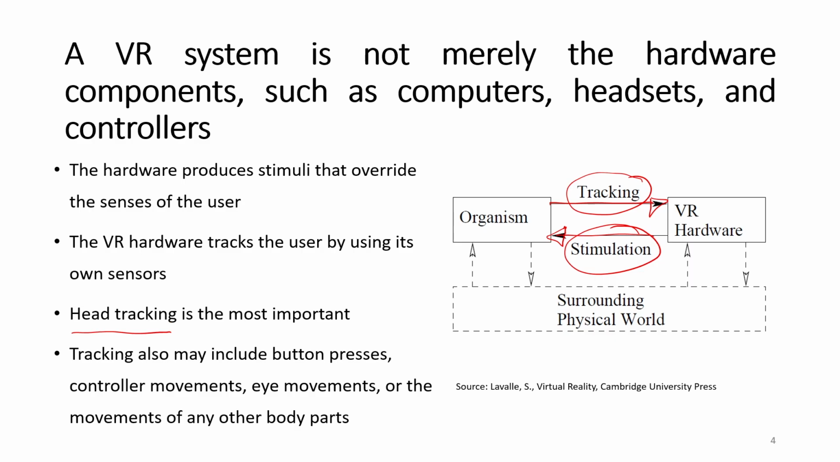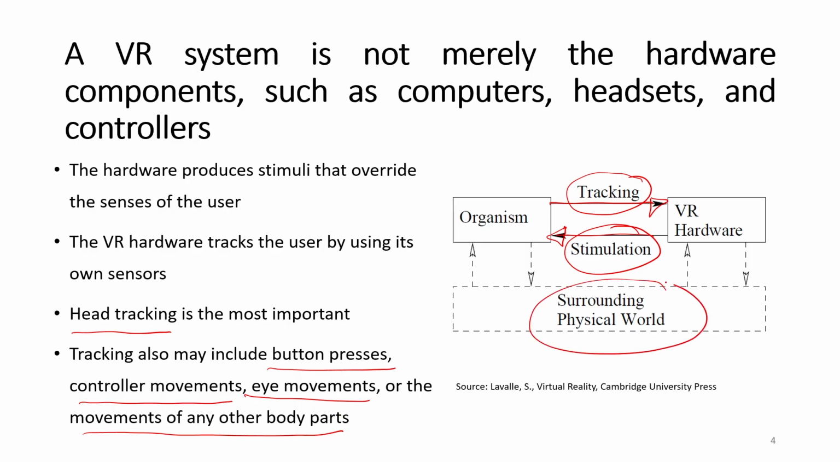Tracking may also involve button presses, maybe on controllers, controller movements, eye movements, or the movements of any other body parts. So, indeed there is a constant interaction going on. Even though you are attached to VR hardware, you are still present in the surrounding physical world, and there is a two-way interaction between the physical world and the organism. Any changes to the surrounding physical world affect the organism, and the organism is still able to change the surrounding physical world in addition to being present in the display provided by the VR hardware.